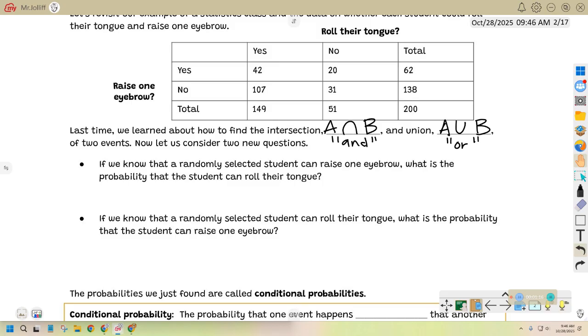So what I want us to do is consider two new problems. If we know that a student we randomly selected can raise one eyebrow, what is the probability that they can also roll their tongue? And if we know that a randomly selected student can roll their tongue, what is the probability they can also raise one eyebrow? So I am going to give you about 90 seconds in your small groups. I want you to consider those questions. What do we think that probability calculation or that fraction would look like? So 90 seconds.